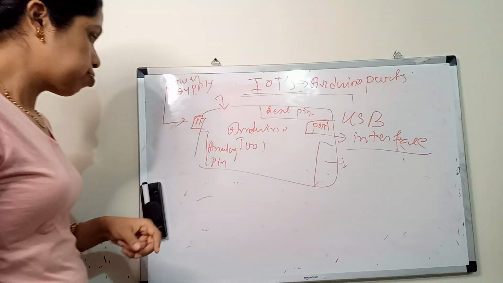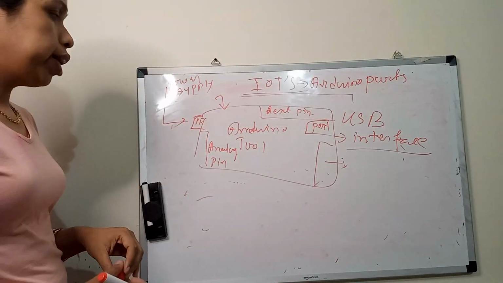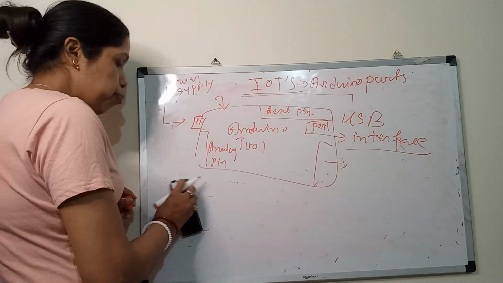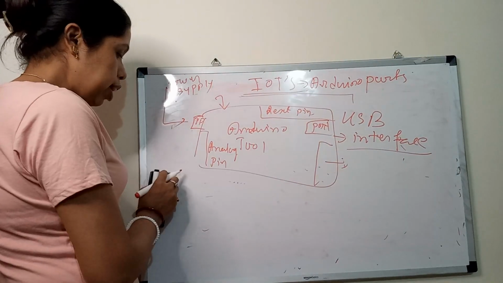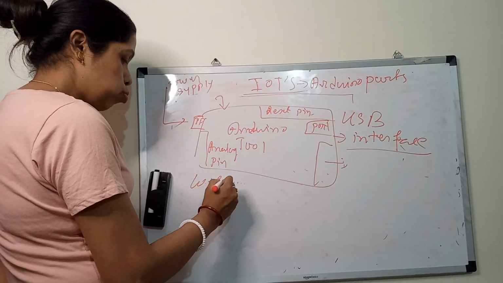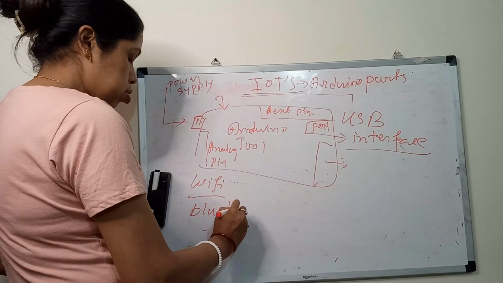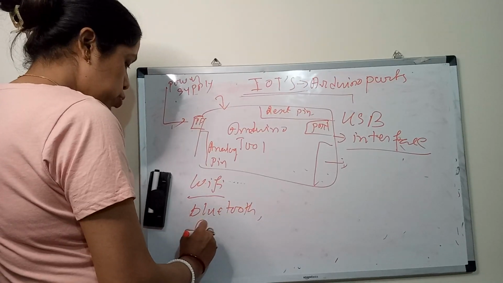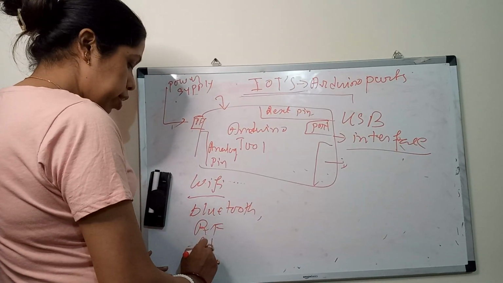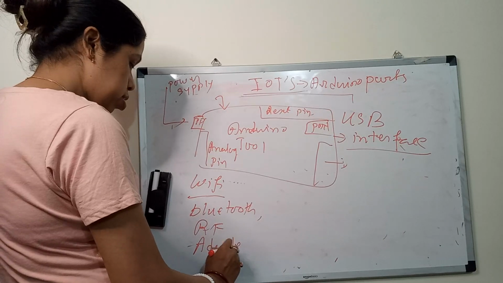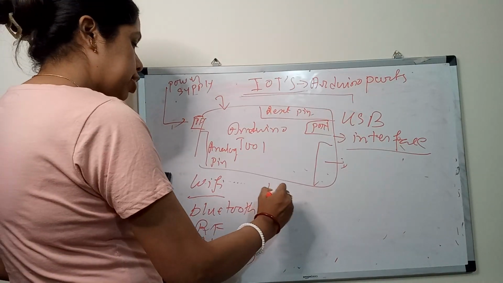And apart from this, you will have some other parts of the Arduino: the Wi-Fi connection, Bluetooth, RF module, adapter, LCD display.